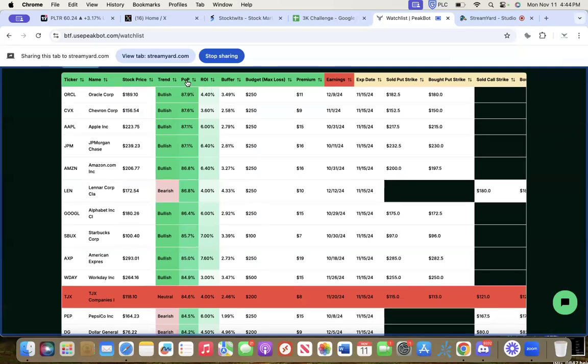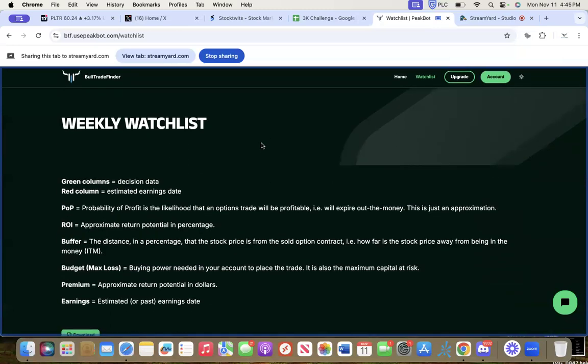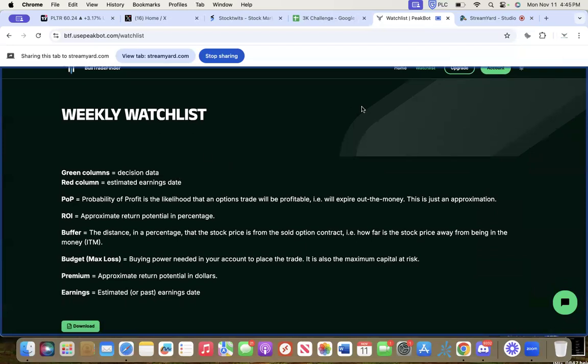So let's say we wanted to look at a 87.9% probability of profit. The return on the investment for Oracle would be 4.4%. And the buffer, which is the current price compared to where it's going to sell the strike, is about 3.5%. Then it tells you how much you'll need per contract and how much you'd make per contract. Again, very simple, self-explanatory. It even explains it right here.